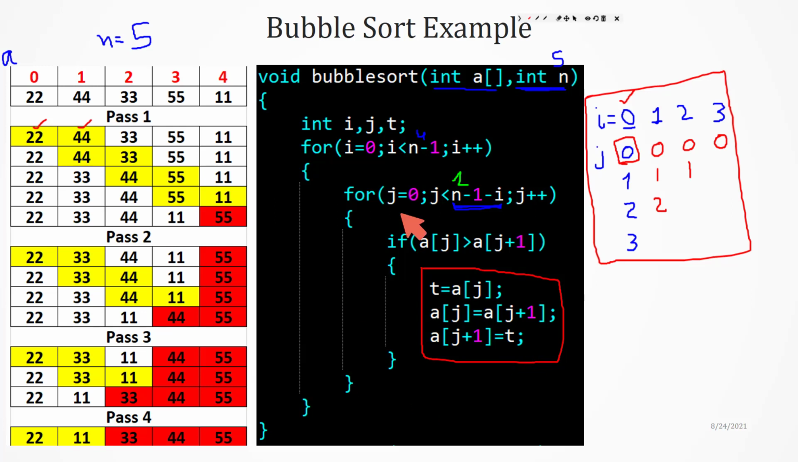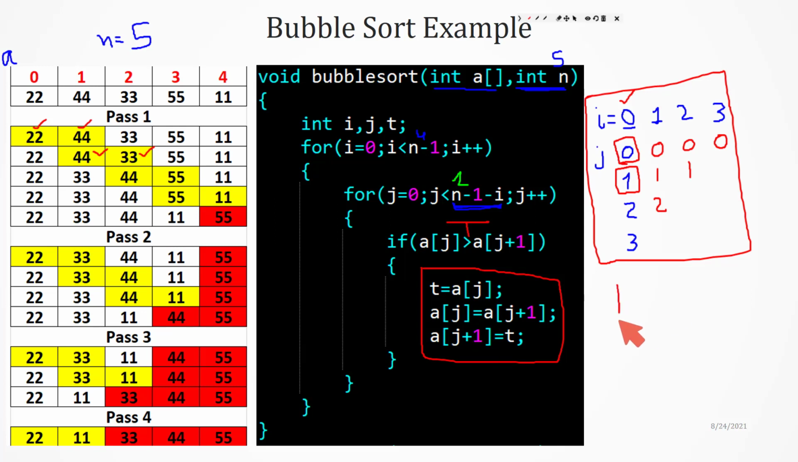So next, the iteration will continue for j value 1. Again, the comparison will be made. A of j greater than a of j plus 1. So index positions 1 and 2 will be compared. This 44 and 33 will be compared. Now a of j means a of 1, a of j plus 1 means 33. 44 is greater than 33, so this condition is true. So these 3 statements will be executed.